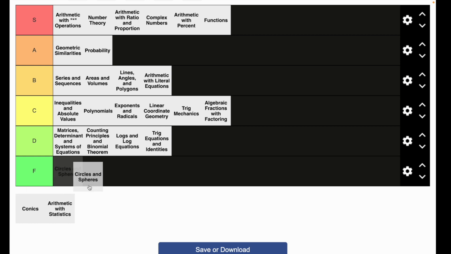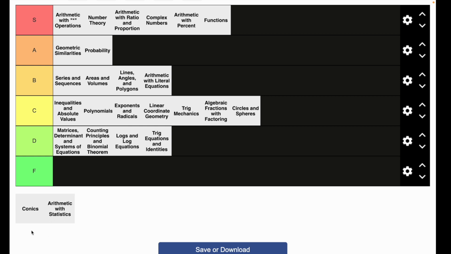Circles and spheres, I'm putting it C. There's a lot of formulas, and there's way too many formulas to memorize. It's just a lot of formulas. And I mean, the spheres part isn't too bad because it's really just understanding that the sphere can be a cross section of a circle, and then you're really just dealing with a circle. So that's not too bad, but just so many formulas.